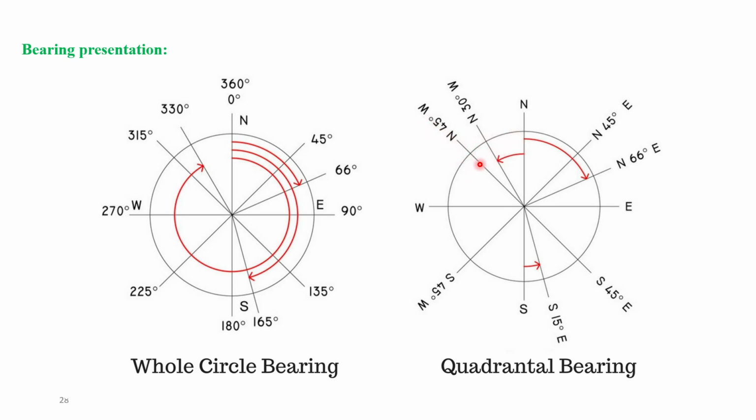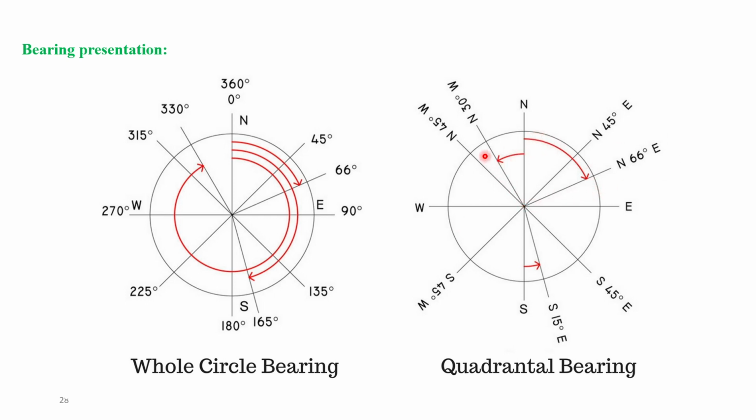Here we measure the angle in both clockwise and anti-clockwise directions. In WCB, the restriction was that we calculate the angle with respect to north only, in the clockwise direction. Here we can measure both clockwise and anti-clockwise.